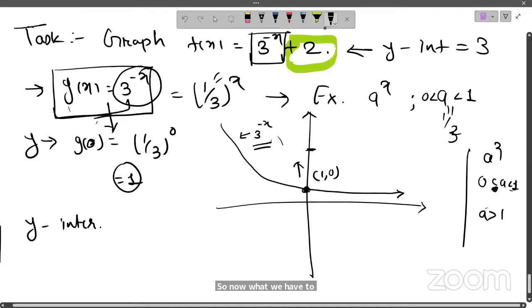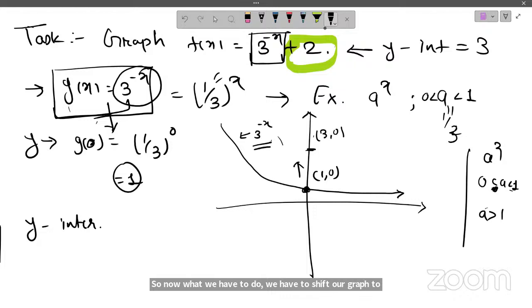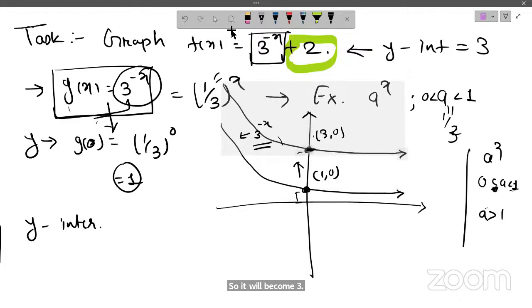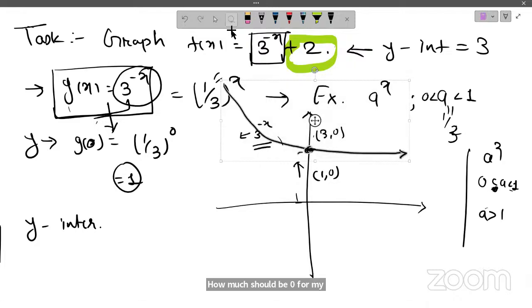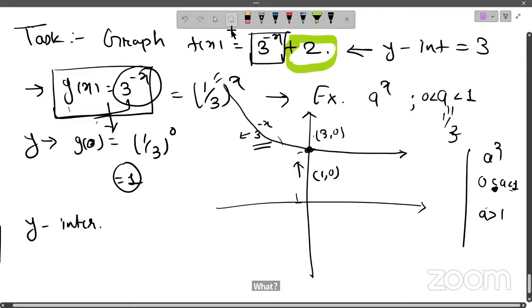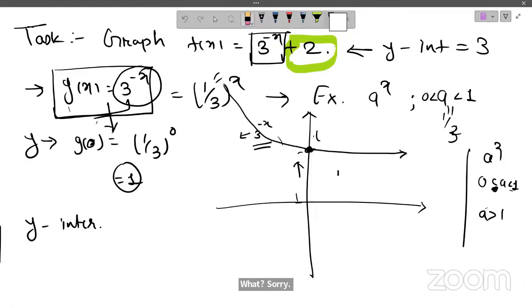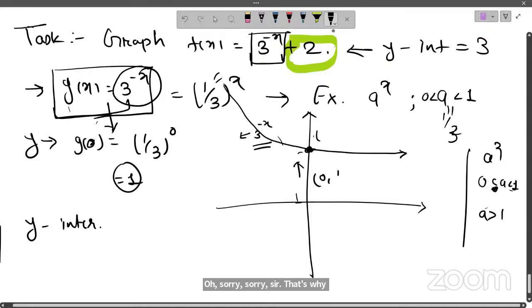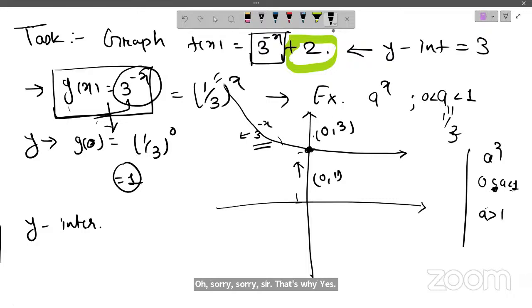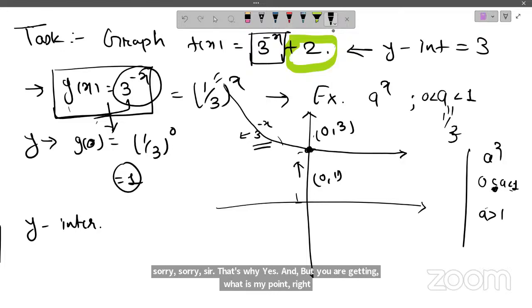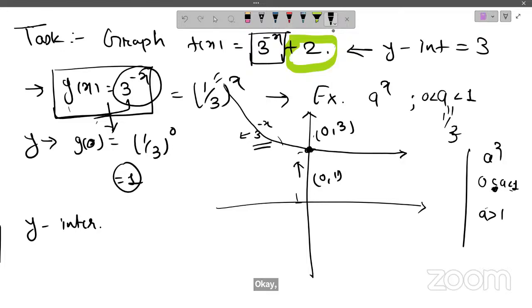If I go 2 units upward from this point, what will be the point? This is 1 unit length, and I'm adding 2 units also, so we'll just take this graph and shift it upwards. It should be (0, 1) and (0, 3). Sorry, that's the y-intercept. But you are getting my point, right? Yes, ma'am. So this is the graph of your function.